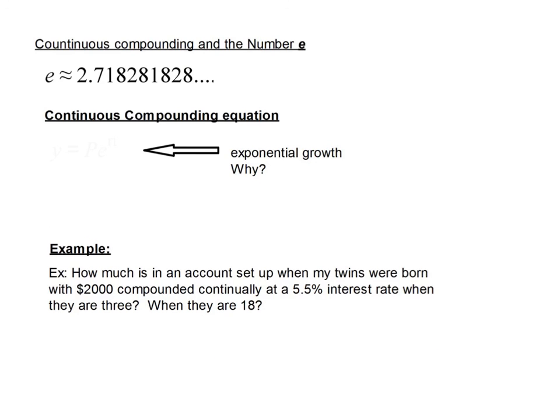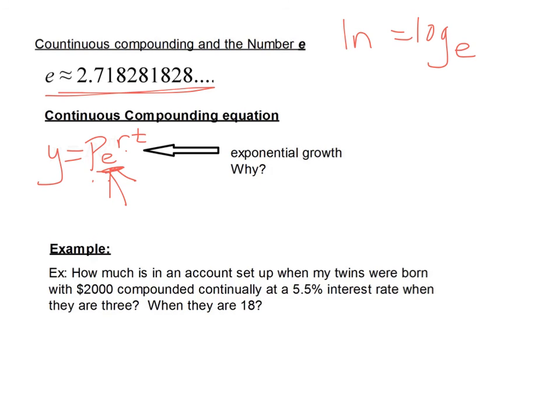Now, E. E is a number. Natural log uses E. Natural log is the same thing as log with a base of E, if you can remember. We'll talk more about logs later. But continuous compounding is the same as our normal compounding, except we've got our rate up here. So we've got our principal, our base is E, and it's multiplied by a rate. It's continual growth, like every minute of every second of every day. It is exponential growth. Why? Because that A, our E, happens to be bigger than 1. And when the base is bigger than 1, it is growing.